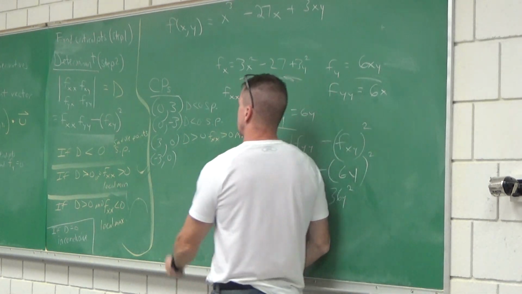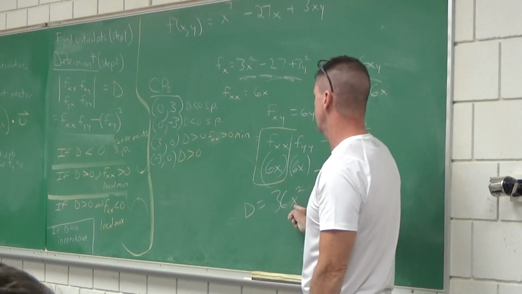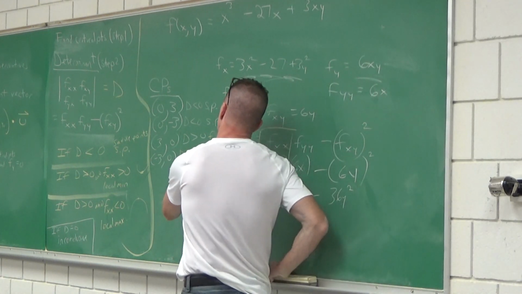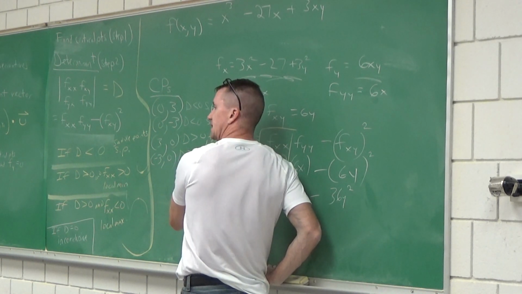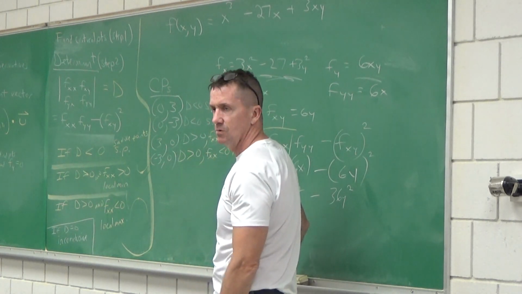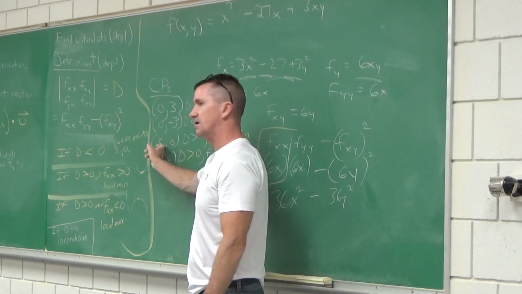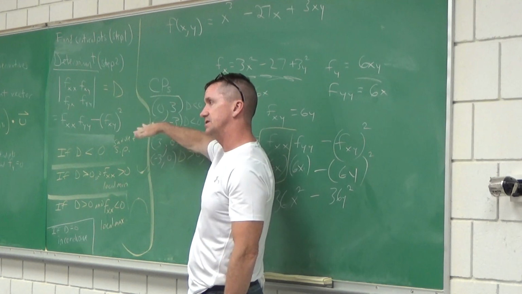What's going on at negative 3, 0? Determinant's positive, isn't it? But what's going on at fxx? fxx is less than 0. Local max. Cool. Hey, it's okay for me on the test if you say there's a local min here, local max here, saddle points here, or just write it like I just did here.